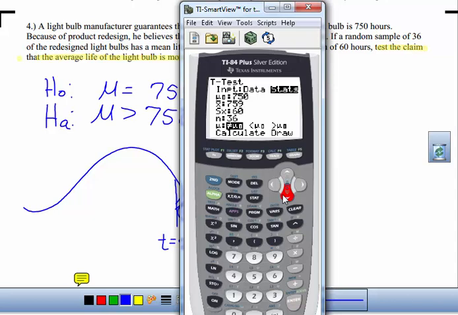Then we choose the sign that matches the alternative hypothesis. This isn't so important with the traditional method, but with the p-value method, this step is very important. So I've highlighted the greater than option. And then I'm going to arrow down and say calculate.